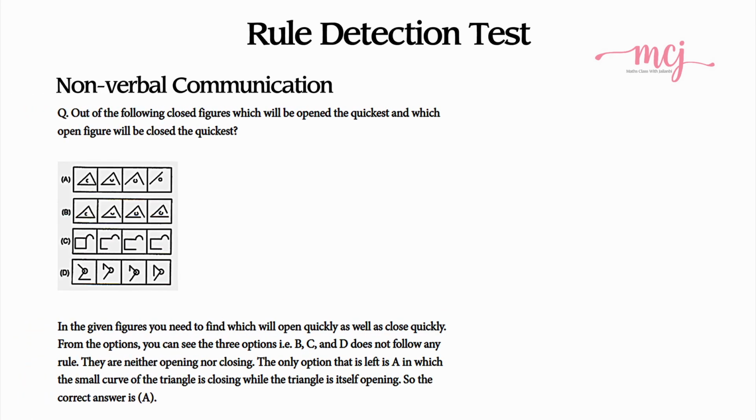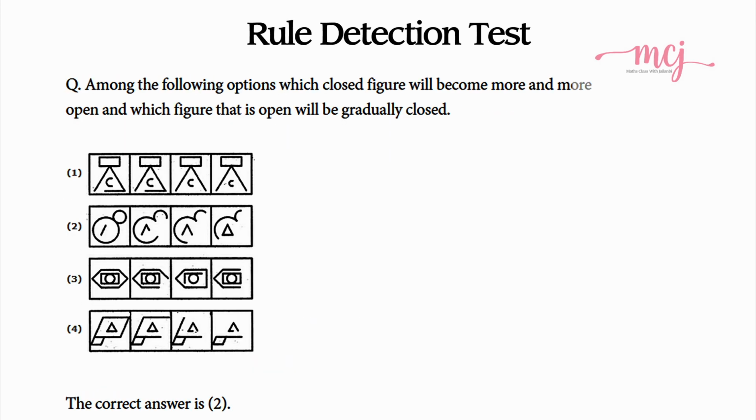Next question: out of the following closed figures, which will be opened the quickest and which open figure will be closed the quickest? In the given figures, you need to find which will open quickly as well as close quickly. From the options, you can see the three options, that is B, C and D, do not follow any rule. They are neither opening nor closing. The only option that is left is A, in which the small curve of the triangle is closing while the triangle itself is opening. So the correct answer is A. Here we have some practice questions. You can do it yourself.